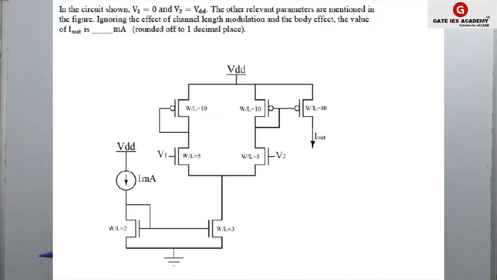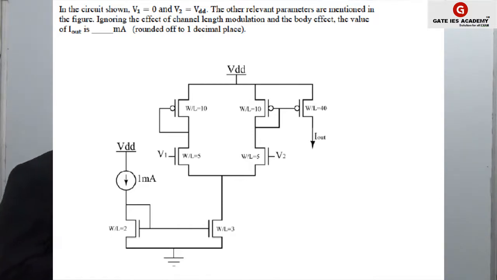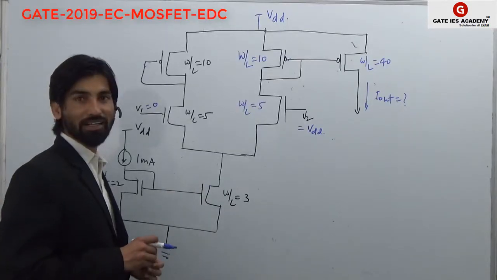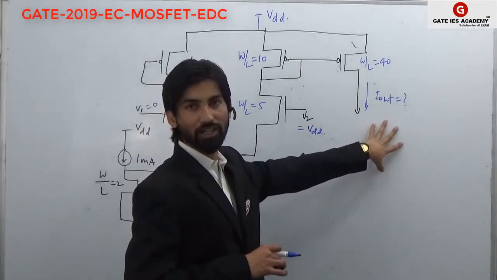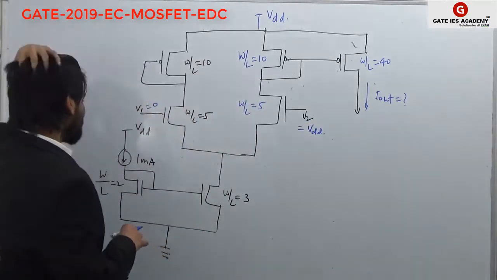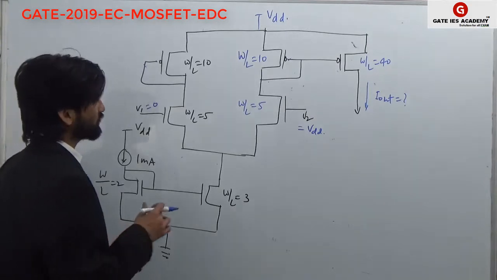Let us take a look at the circuit. This question can be solved by inspection, in fact within 2 minutes, but I'm going to explain how to find this current I out. Let us see how we're going to approach this problem.